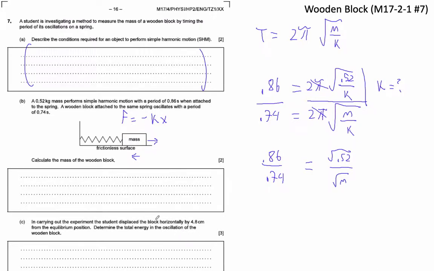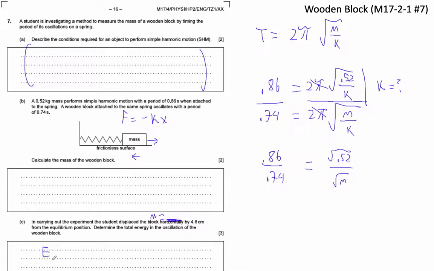And then the student displaced the block horizontally. So now we've got the mass of this block, and I'll give you a clue. The mass of the block is between 0.35 and 0.4 kilograms, and you'll get that mass. And then it says determine the total energy. Well, you can do it this way, you can do it this way.